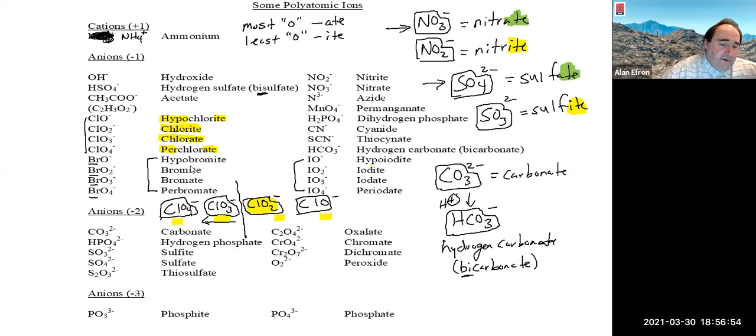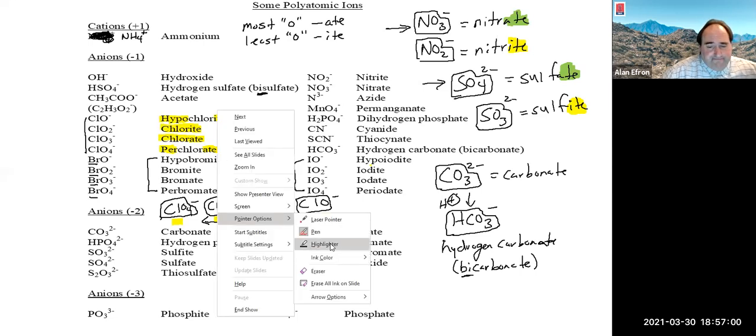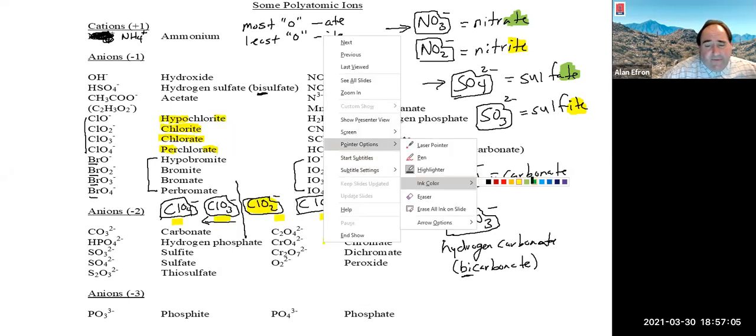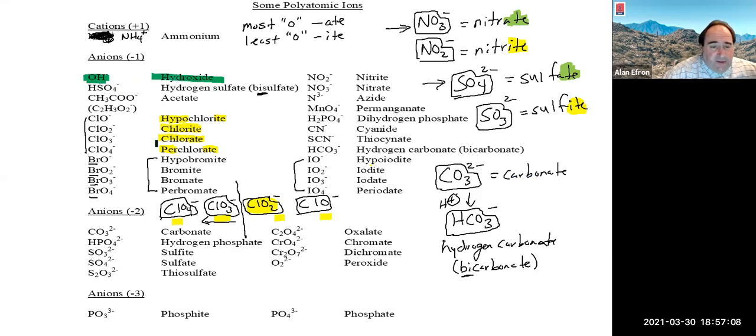A vast majority of our polyatomic ions here do end in ate or ite, but there also are some polyatomic ions that end in ide. So for example, OH minus is hydroxide, ide. We also have N3 minus, which is azide, ide. O2 2 minus, peroxide, ends in ide. But a vast majority of our polyatomic ions will end in either ate or ite, but there are a few that do end in ide, like those few there. Question on sort of the polyatomic ions there.